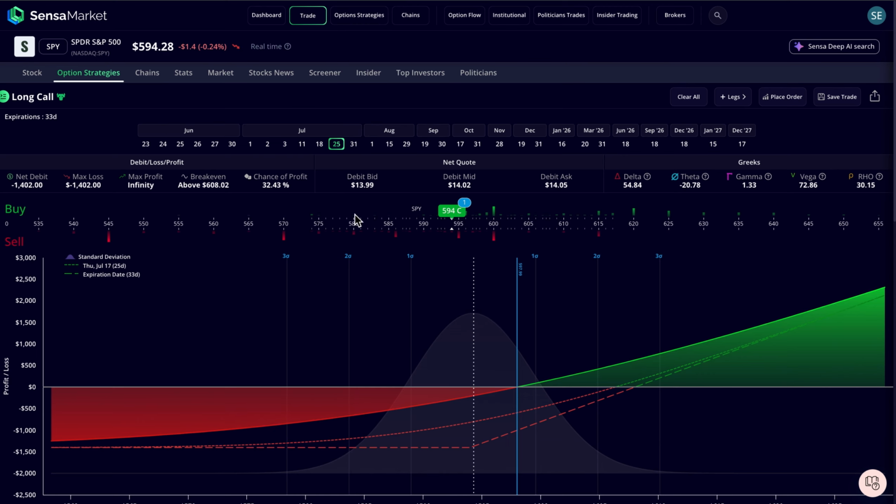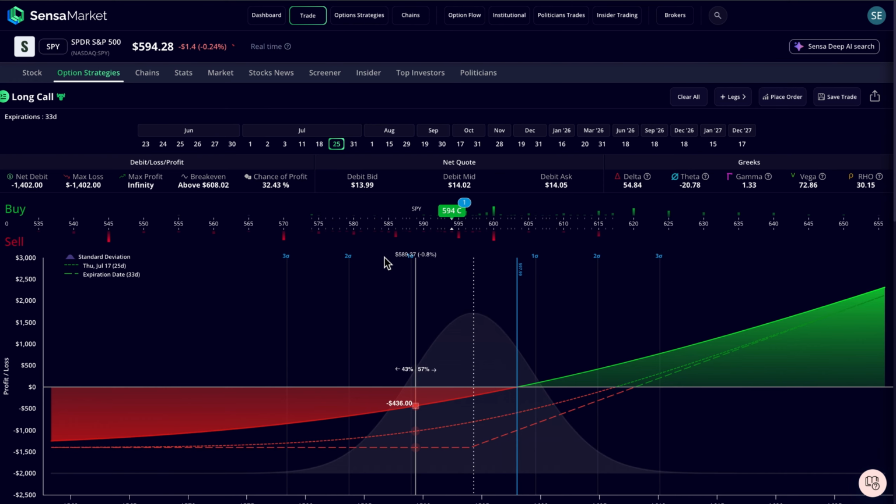Another key factor to understand is the break-even point. In other words, if I buy this particular option and hold it until expiration, I need the market to move up enough to cover what I paid. Since I'm spending $1,402, the market needs to move about 2% higher by expiration for me to start seeing a profit on this long call position.